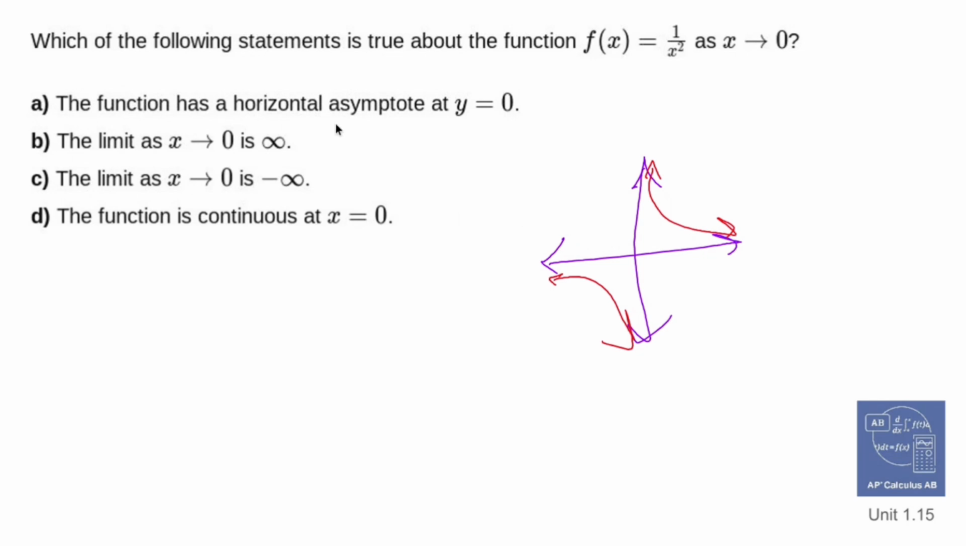The function has a horizontal asymptote at y equals 0. That actually is true, so we could circle it. The limit as x approaches 0 is infinity? No, it doesn't exist. The limit as x approaches 0 is negative infinity? No, it doesn't exist. The function is continuous at 0? No, that doesn't make sense because if I plug in 0, I get 1 over 0. So right off the bat, we had our correct answer. Nothing crazy. Makes sense to me.